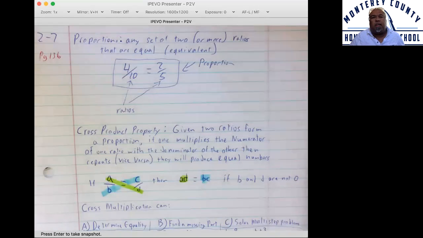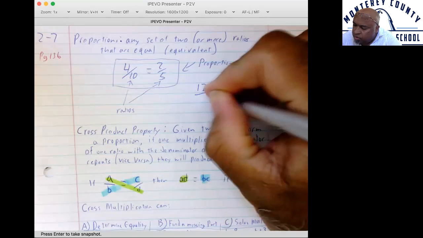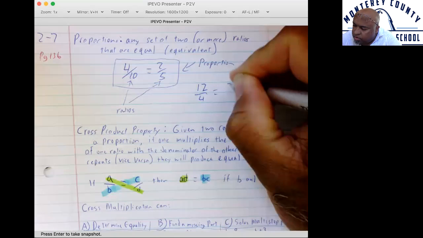You may remember in the last lesson I did mention something about if there's 12 students at like 4 tables, then that means that there would be 3 students at 1 table, okay? Let me go ahead and write that. 12 to 4 is equal to 3 to 1.